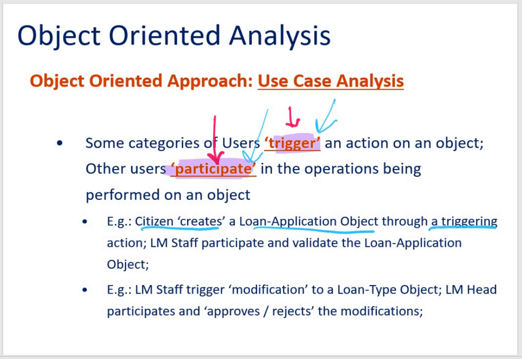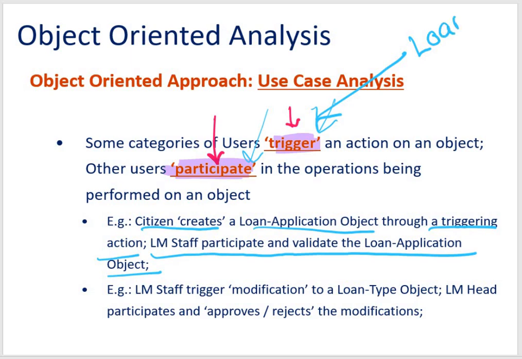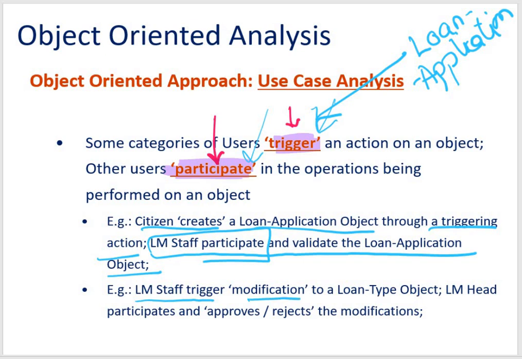So one is triggering, another one is participating. For example, the citizens create a loan application object through a triggering action. Your loan management staff participates and validates the loan application object. So I was the one who initiated the loan application, and the staff is participating.